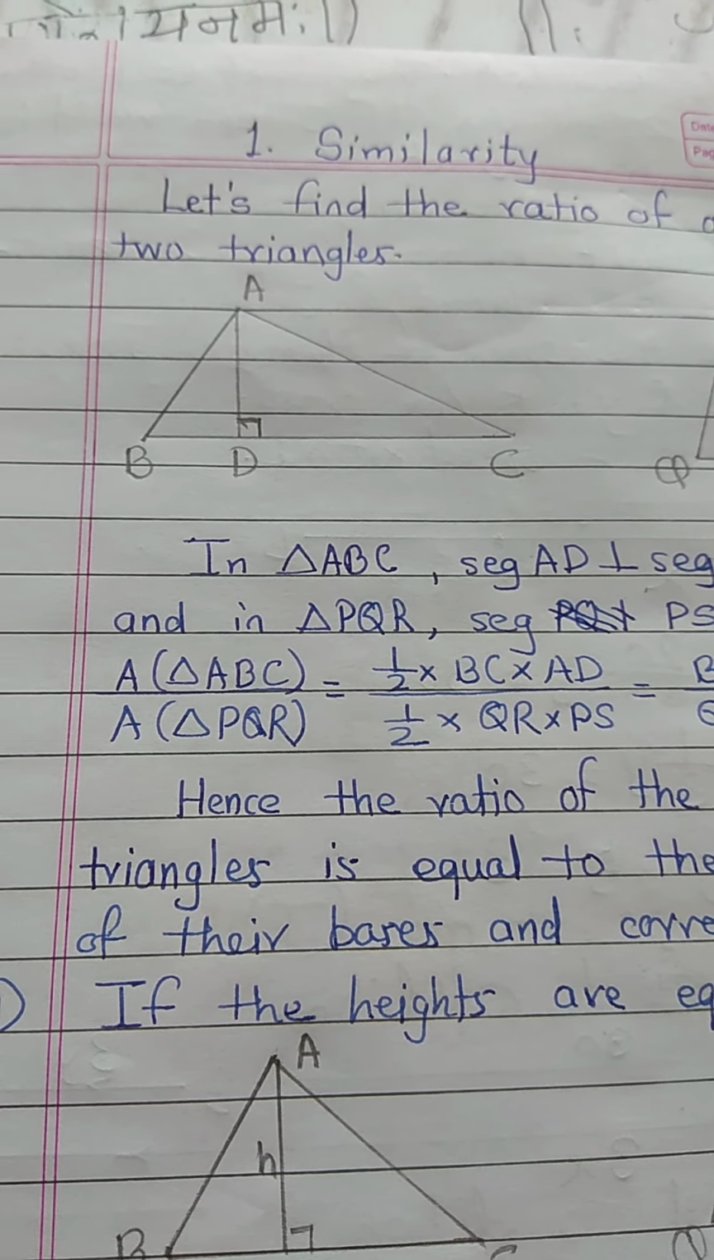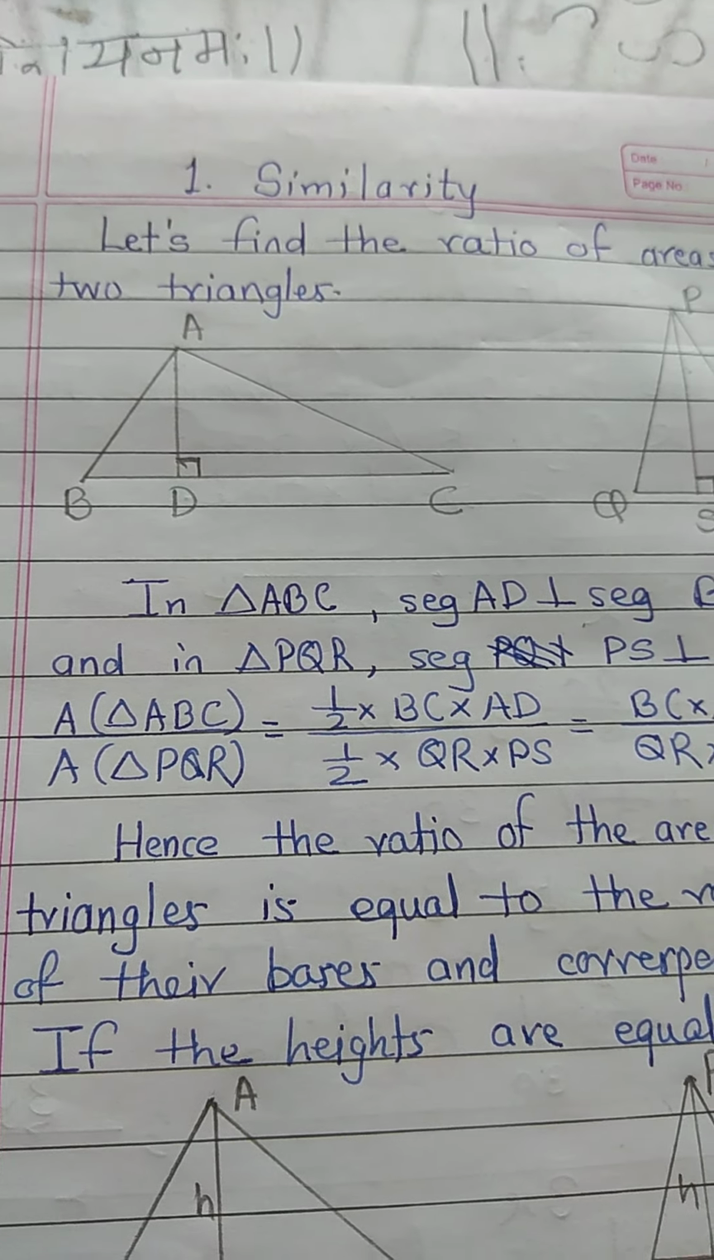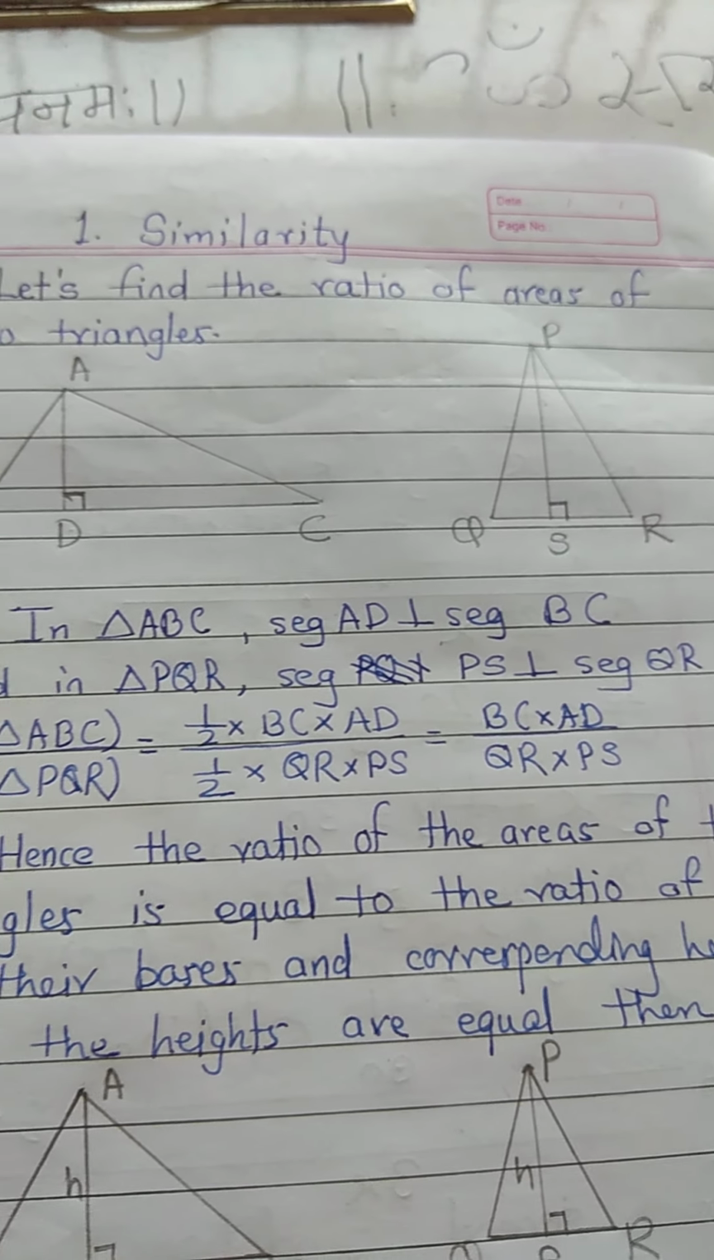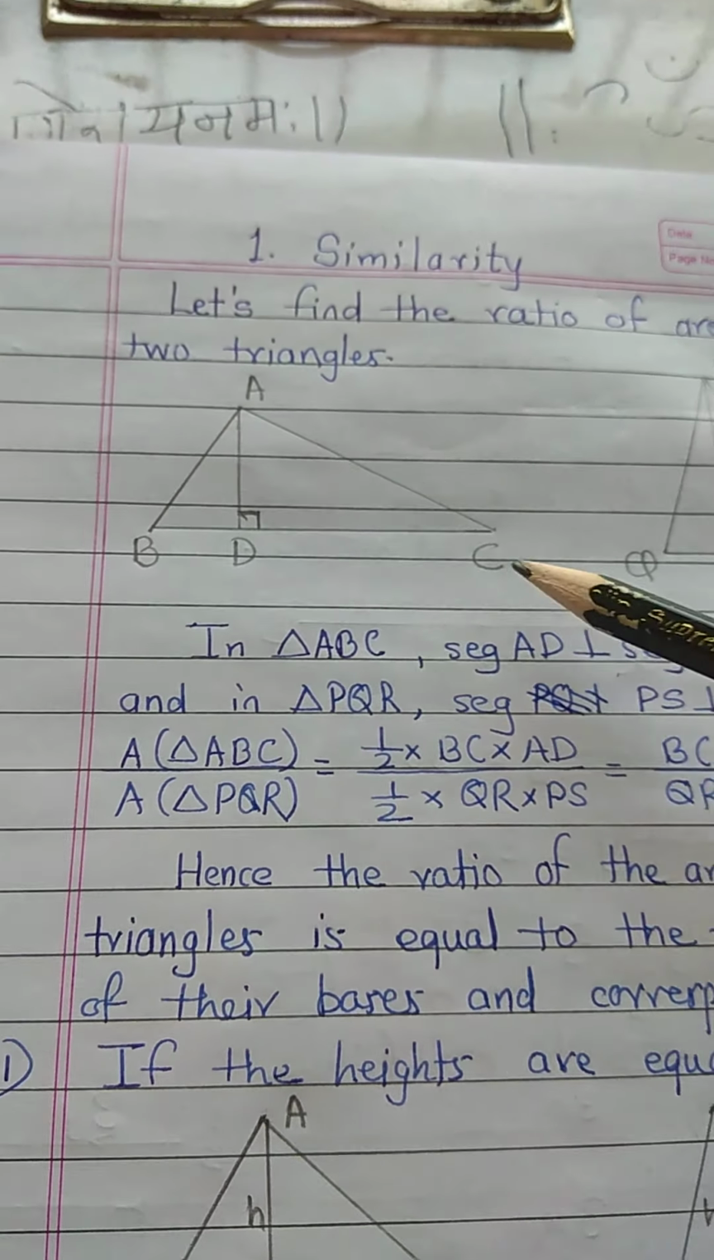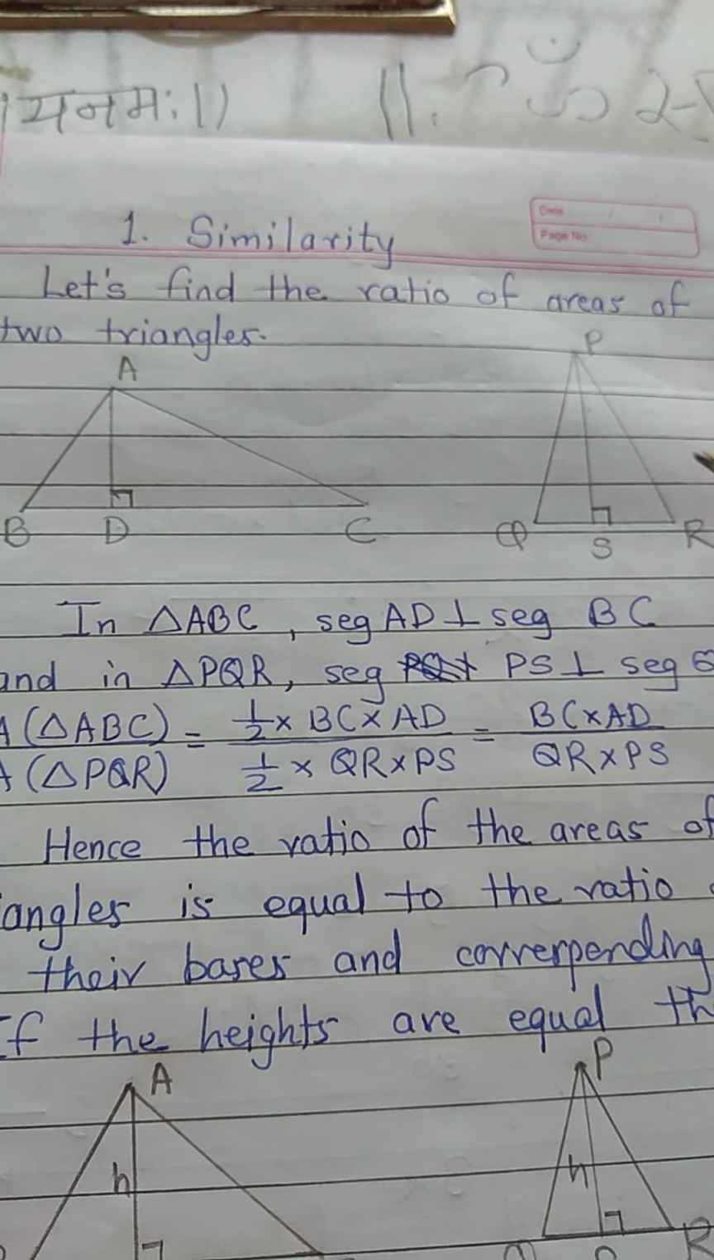Maths 2, chapter number 1, Similarity. Let us find the ratio of areas of two triangles. This is triangle ABC and this is triangle PQR.